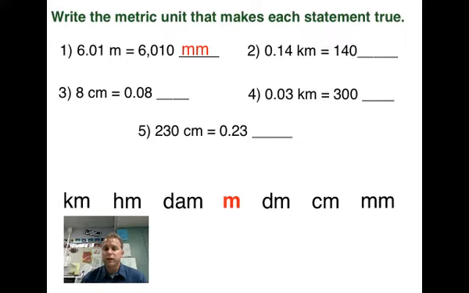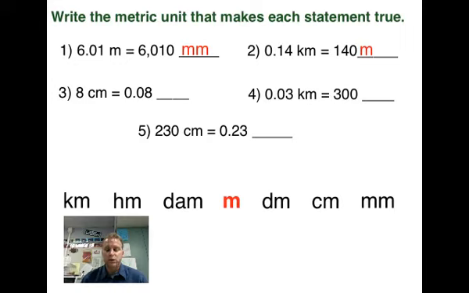Okay, hopefully you're done. And now I've got number 2 to the right. It's 0.14 kilometers, and I have 140. So my decimal was in front of the 1. It's now behind that 0, so it moved 3 to the right. So if I move 3 to the right, that makes it meters.